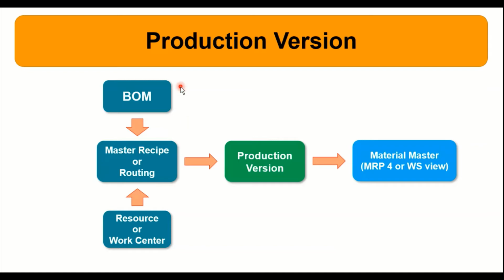There can be multiple permutations and combinations depending on the usage or the manufacturing sequence, right? Those combinations will be created as a production version and will be assigned to the material master of the finished product in the MRP4 view or the work scheduling view. So now let's get into the details in the SAP system.